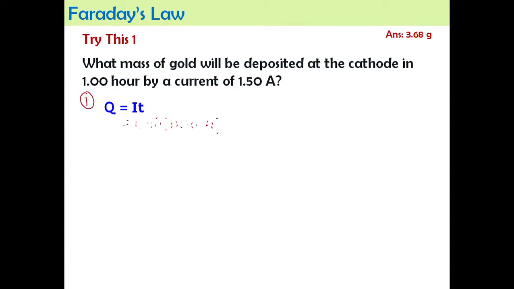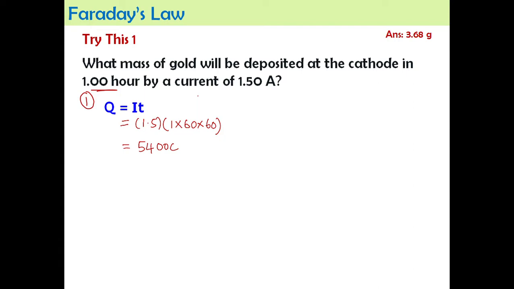Jadi, the first step adalah cari Q, charge. So, kita pun masukkan information yang kita ada daripada soalan. Remember to convert hour to second. So, bila awak kira tekan calculator, you akan dapat this much of coulomb is supplied. Okay, what is our second step? Kita nak relate dengan apa?